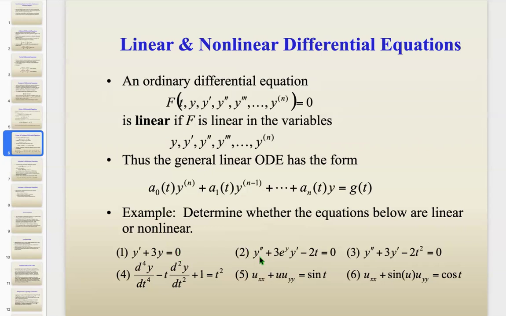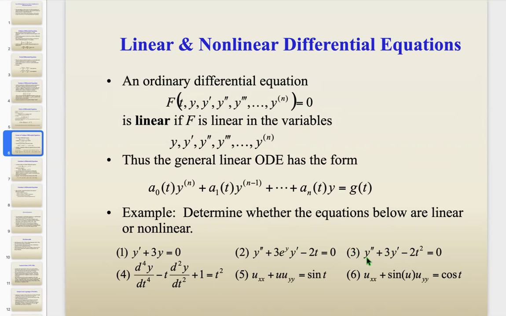Let's look at number 2. The coefficient of the second derivative is 1. That's good, doesn't depend on y. The coefficient of y prime is 3 times e to the y. That depends on y, so this equation is not linear. Once you have one term in an equation with a coefficient in front of the derivative of y, or y itself, that depends on y, that's all you need to make the equation nonlinear.